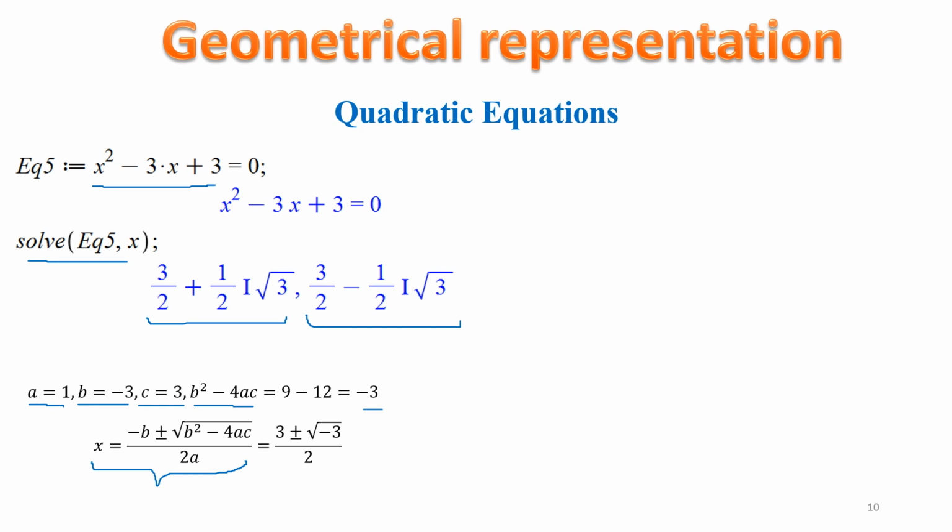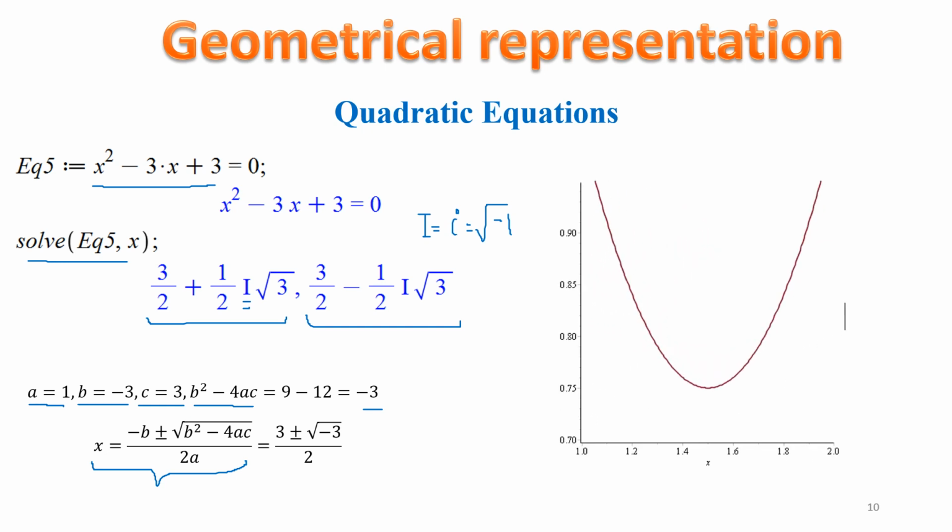Those who are acquainted with complex numbers can understand the complex roots, where I want to mention that this I represents under root of minus 1. In Maple, capital I is reserved for under root of minus 1, which usually we write as small i, and that has value under root of minus 1, which cannot be further simplified.